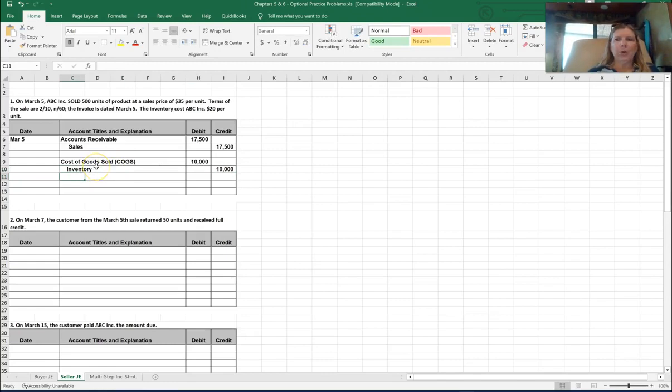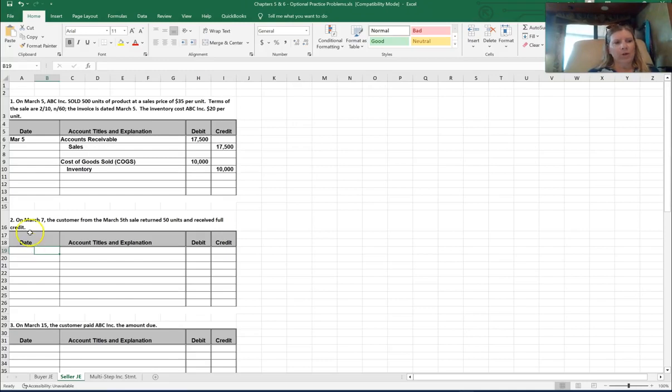So when we get to our income statement, we're going to have revenue of $17,500 minus the cost that it cost us of $10,000, so we're going to have a net profit of $7,500 on that inventory that we just sold. Okay, so this is the cost of the goods that we sold to the customer. Cost of goods sold. It's exactly what the account title says, right?